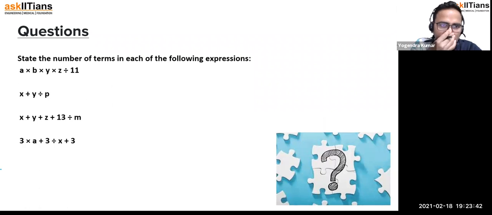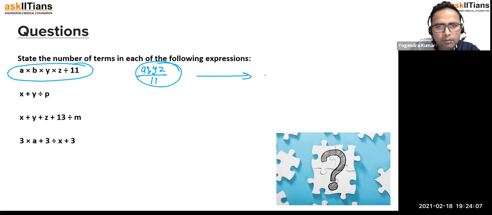Now state the number of terms in each of the following expressions, right? We need to state the number of terms here. So how many terms are there here? Can you tell me? A into B into Y into Z divided by 11. So it is like A, B, Y, Z divided by 11. How many terms are there? One term, right? Only one term is there.